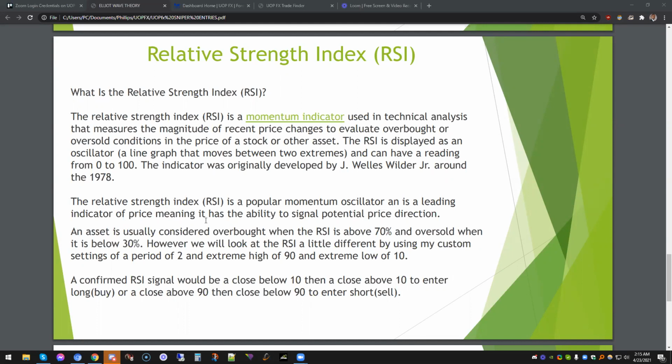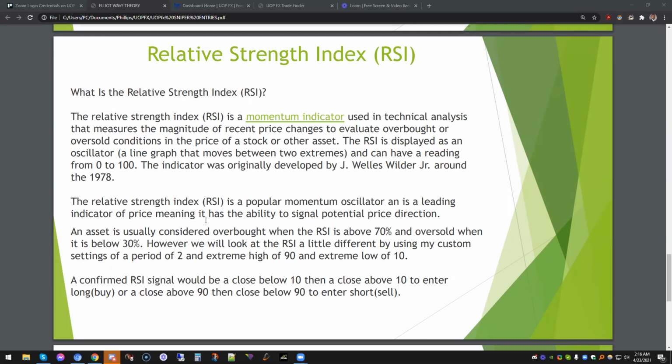So the idea here is to make sure that you guys understand how to use the RSI indicator the correct way. Well, at least the correct way based on my view, all right? Now, the relative strength index is a very popular momentum oscillator. As I said, it's a leading indicator. And generally, it measures the strength, whether it's overbought or oversold, between 70 and 30.